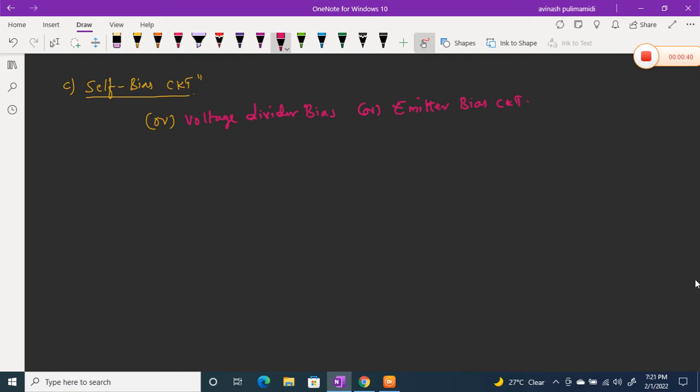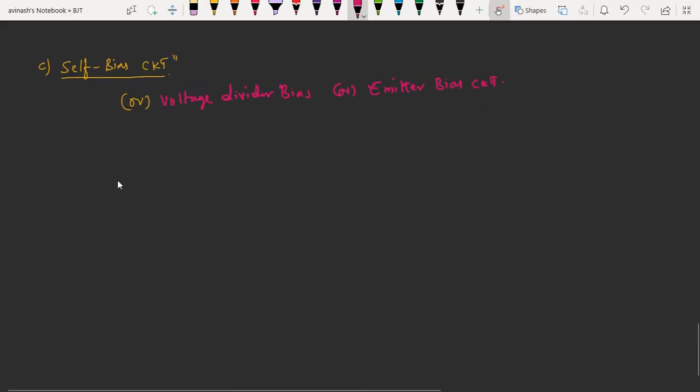Then the circuit will be just very slightly different here. You can see, if you take a transistor here and connect a base resistance like this, this will be the base resistance, this will be the collector resistance, this will be the collector voltage, that is VCC, and this is grounded. This is the fixed bias.